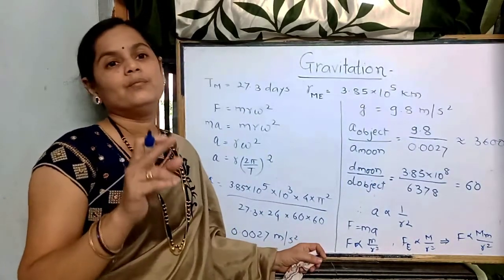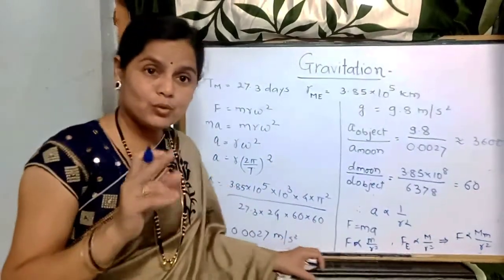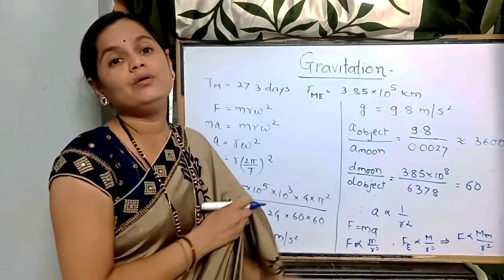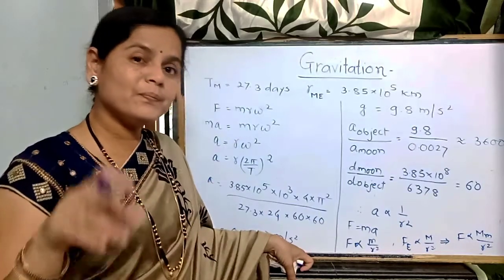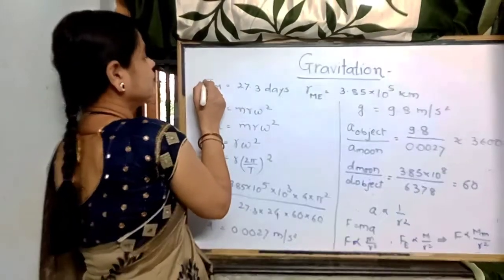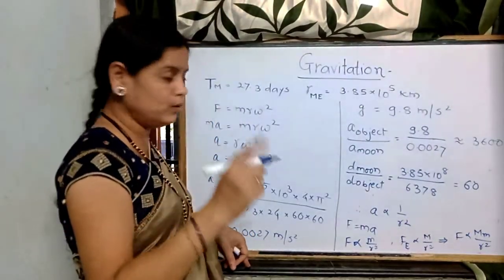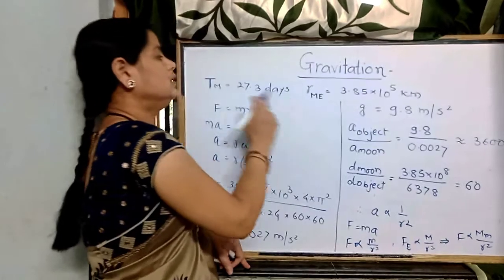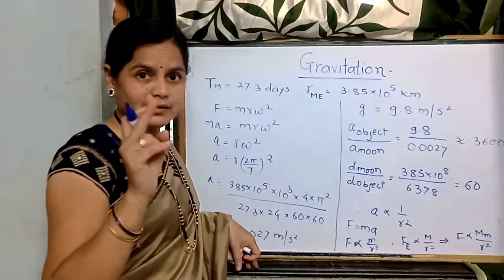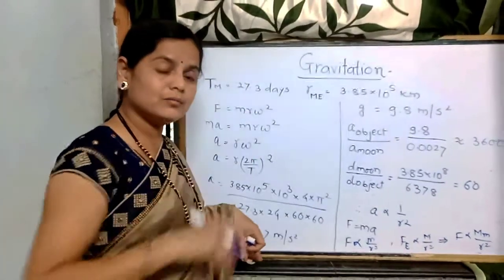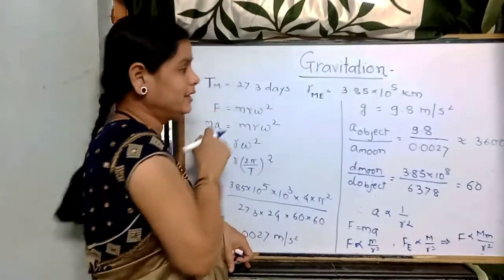the motion of the moon around the earth. We know that the moon revolves around the earth. The time taken by the moon to complete one revolution around the earth is equal to 27.3 days. How much time does it take? So the moon takes 27.3 days to complete one revolution around the earth.